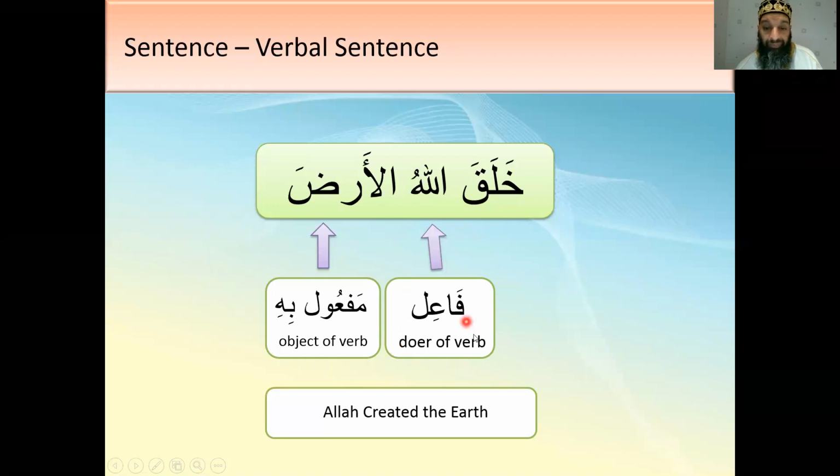Yes, fi'l means verb. Fa'il means doer of the verb. Fi'l, fa, ayn, lam, just quickly write it here. Fa, ayn, lam. That's fi'l. Fi'l means verb. But this is fa'il. Fa'il means doer of the verb. Right, okay. Next one.